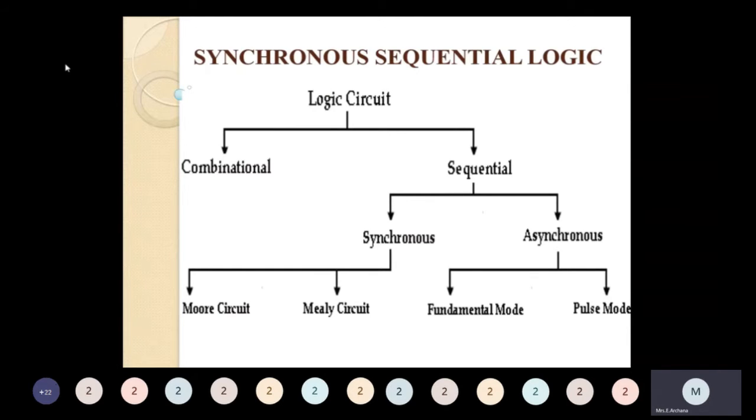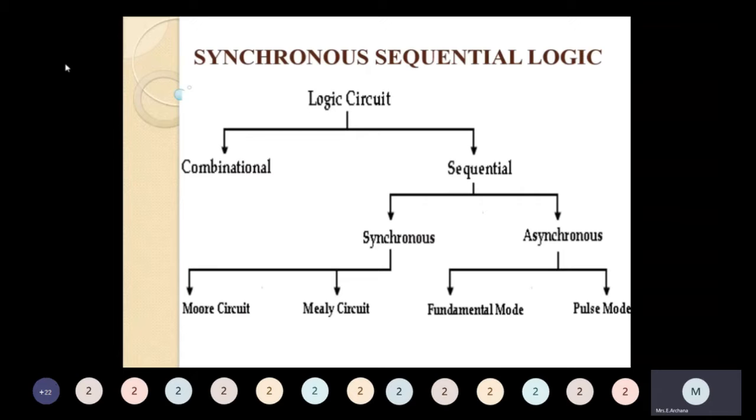In this class today we are going to see about sequential logic. Generally, the logic circuit is divided into two: combinational circuit and sequential circuit.